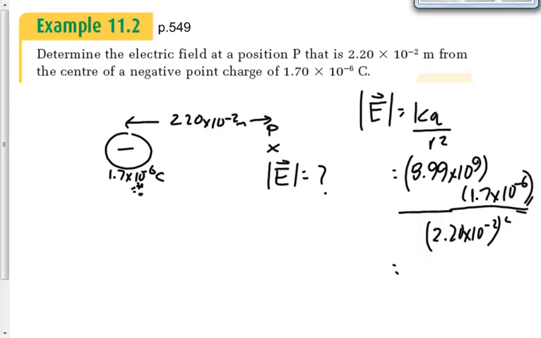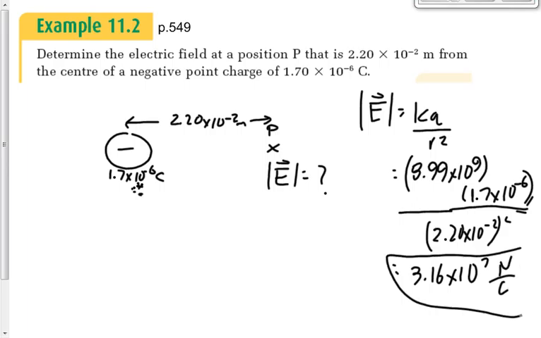We do the math on this. We get 3.16 times 10 to the 7 newtons per coulomb, which are the units that we use for electric field. 3.16 times 10 to the 7. That's a pretty straightforward question, isn't it?